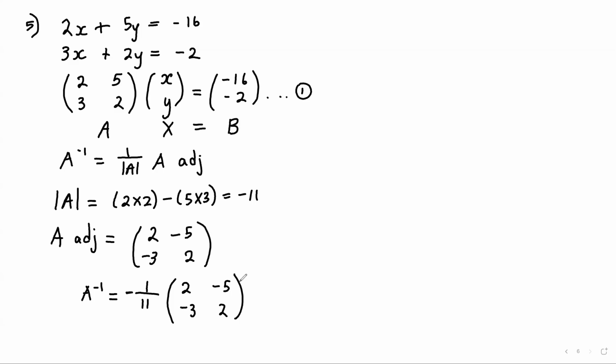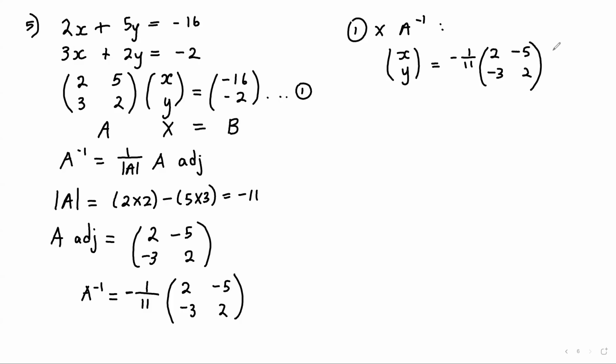And now we multiply equation 1 throughout by A inverse. So let's do that, both sides of the equation by A inverse will eliminate the matrix A. So you'll just be left with X is equal to A inverse times the B, right? So you'll be left with matrix X is equal to negative 1 over 11 times 2, negative 5, negative 3, 2. That's the inverse of A times B, which is negative 16, negative 2.